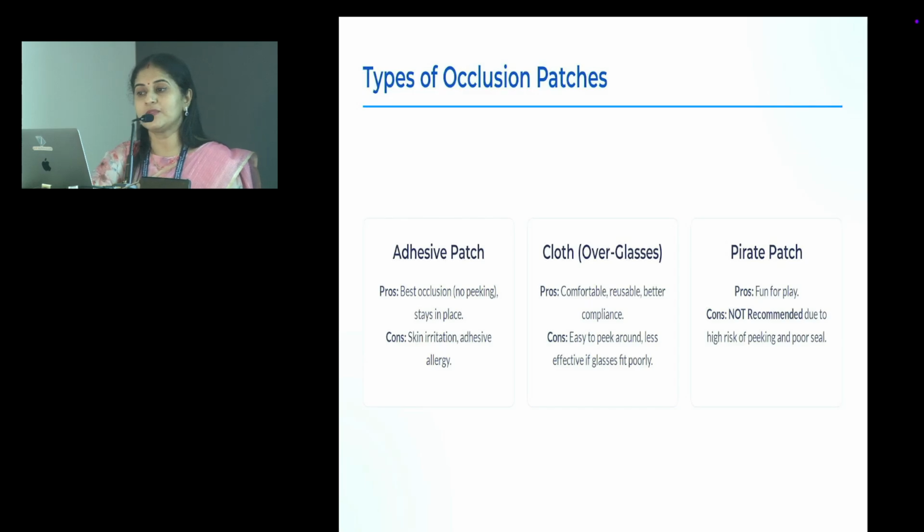Now, what are the types of occlusion patches that you can give your child? You can give the adhesive patch. It provides the best occlusion because there will be no peeking and it stays in place. But the problem is that there can be skin irritation or allergy to the patch. You can give cloth over the glasses. It is comfortable, but it is easy to peek around also. And pirate patch, it will be fun to play for smaller children, but it's not recommended due to the high risk of peeking and poor seal.